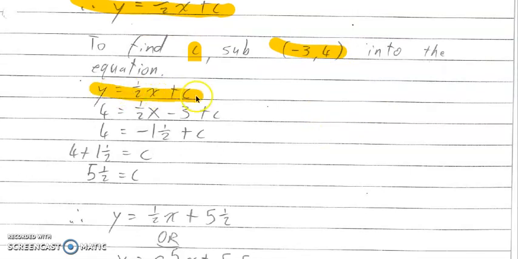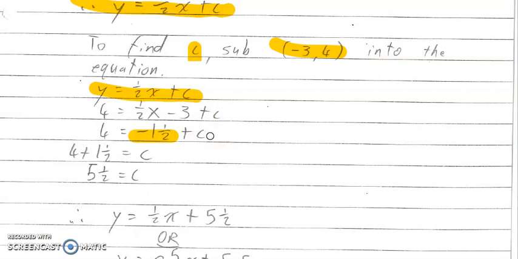So I am substituting one of the coordinates I was given into the equation. Here's my equation as it sits. I replace the letter y with the number 4, and the letter x with the number -3. So 4 equals a half multiplied by -3 plus c. What's a half multiplied by -3? That's -1.5. Maybe use your calculator for that. If you're pretty good, you might not need to though. Anyway, now 4 equals -1/2 plus c.